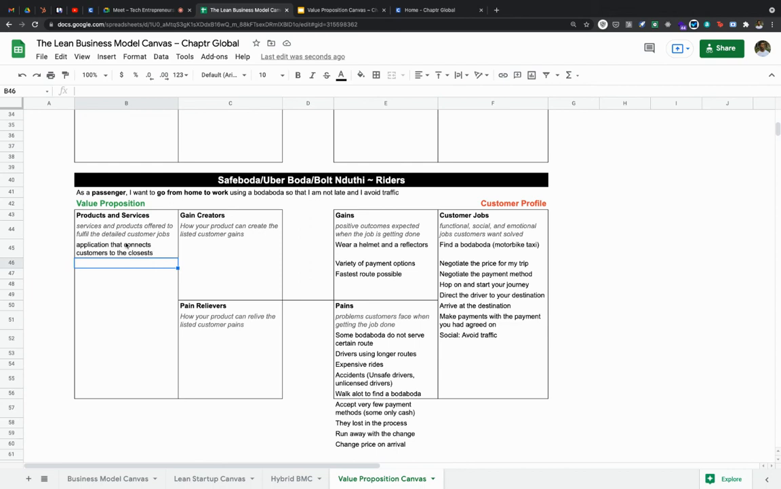Negotiate the price for my trip. What do I want to do here? What should I build as a service? Anyone wants to give it a shot? Okay, so to save time, I'm going to give people a shot very, very fast. So let me hear the negotiate price from Shadrach, and then negotiate payment method. Let me hear from Rohi. Hop on and start your journey and drive to your destination. Let me hear from Bratipa, right? Make payments with the payment you had agreed on. Let me hear from Felix. Okay, so Rohi, what would I build so that someone can negotiate the price for my trip?